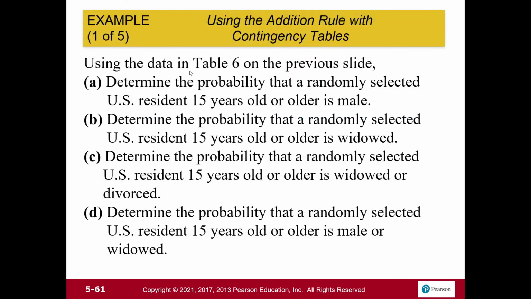Now here are some questions. Determine the probability that a randomly selected U.S. resident is 15 years old or older. Determine the probability that a randomly selected U.S. resident 15 years old or older is widowed. Determine the probability that a randomly selected U.S. resident 15 years old or older is widowed or divorced. And then determine the probability that a randomly selected U.S. resident 15 years old or older is male or widowed.